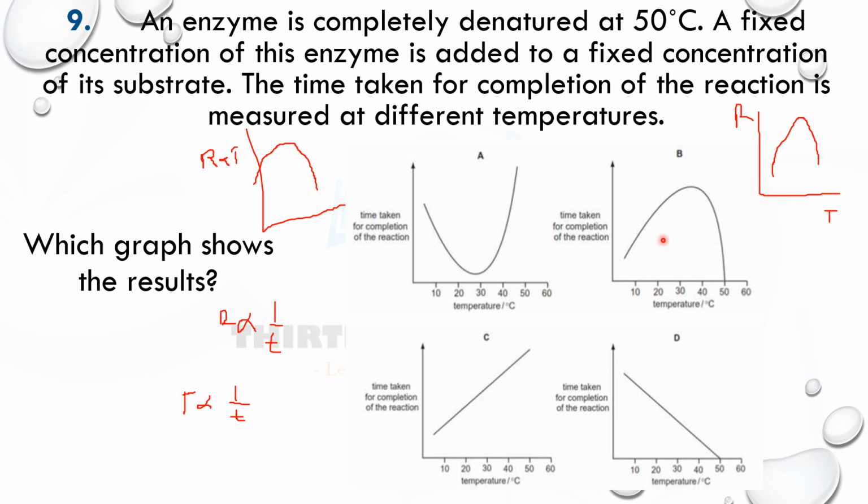It cannot be B either, because it's not a straight line graph. So C and D are eliminated. So it cannot be this. This is what explains it.